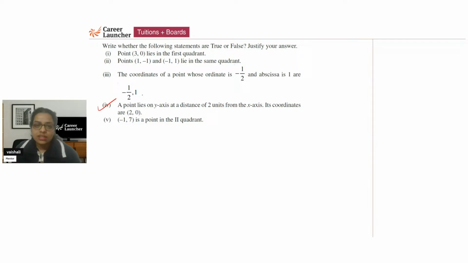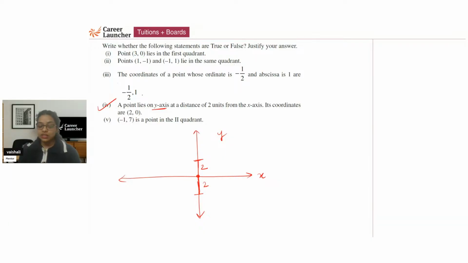A point that lies on the y-axis at a distance of 2 units from the x-axis, its coordinates are 2, 0. So let's have a rough diagram here just to understand and visualize: if there is a point which lies on the y-axis and is 2 units away from the x-axis, think carefully about how it will look. Maybe we can consider 2 units distance from here as well. If I am again focusing on the origin, in the negative direction of the y-axis also I can consider 2 units. So what are the possibilities? One of the points can be 0,2 and another point can be 0,-2. So first of all, this is wrong, it is not 2,0. But apart from that, if they are asking for 2 points, the possibility is 0,2 and 0,-2. So again, this is a false statement.